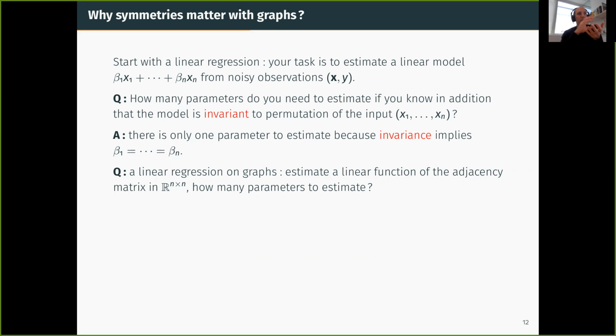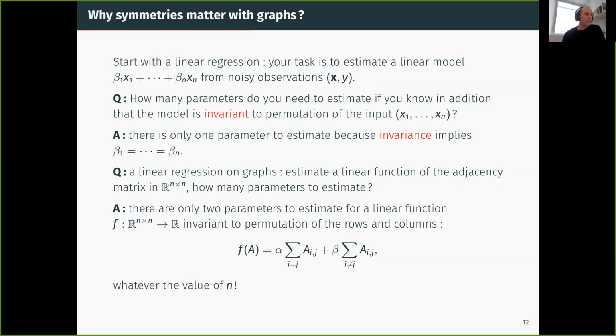And if I'm permuting the nodes of my graphs, I should obtain the same label. So in this case, you can do the math, and it turns out that the set of all linear functions taking as input an adjacency matrix with this invariance to permutation of the rows and columns, which is exactly the group I'm looking at, the action of the symmetric group on the graphs, you can basically do only two things, namely sum all the coefficients on the diagonal, or sum all the coefficients which are not on the diagonal of the adjacency matrix.